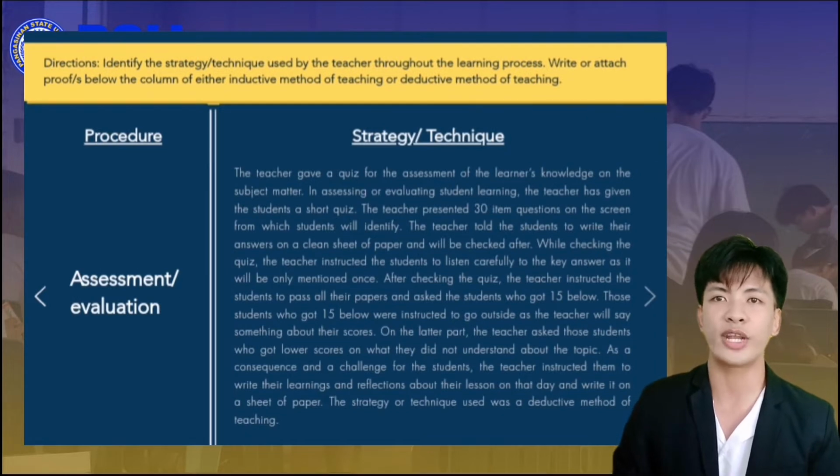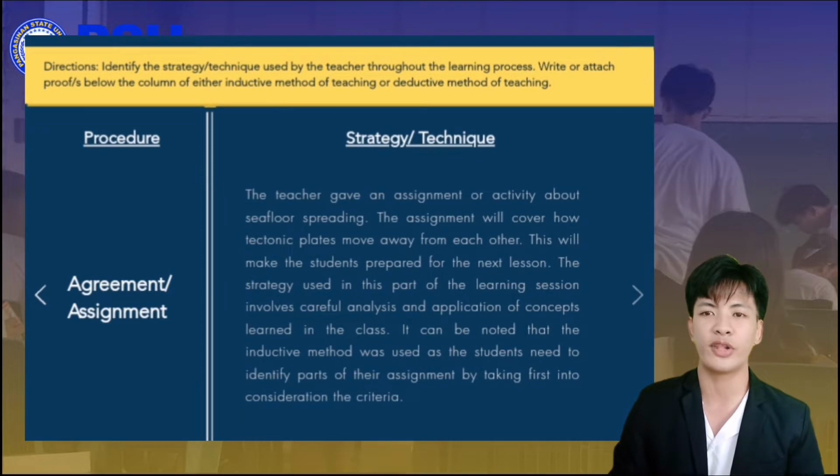The teacher gave a quiz for the assessment of the learners' knowledge in the subject matter. The strategy used in this part of the learning session involves careful analysis and application of concepts learned in the class. The teacher gave the students an assignment about their topic.